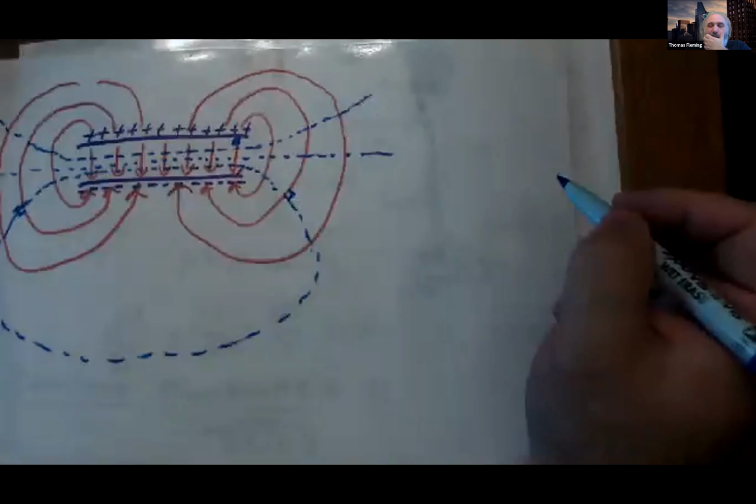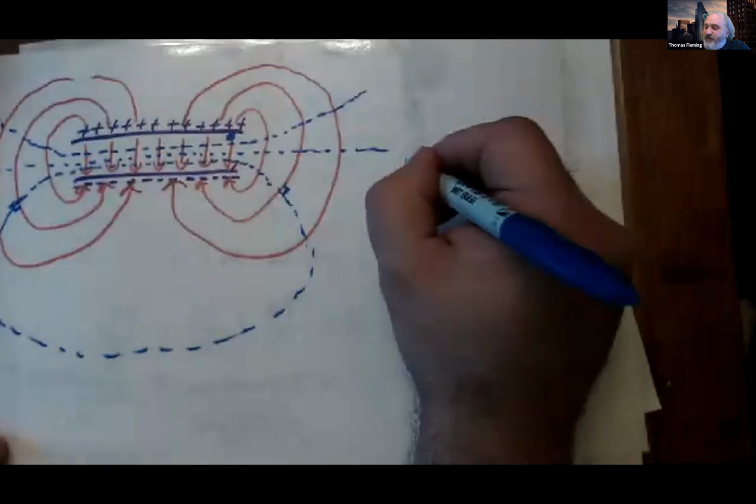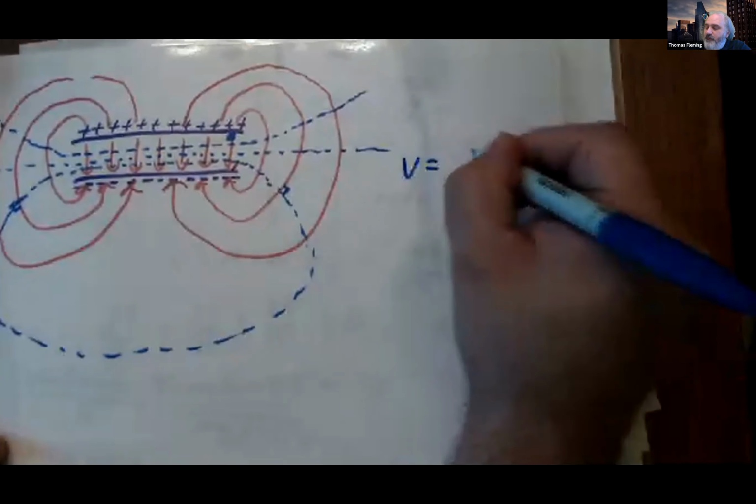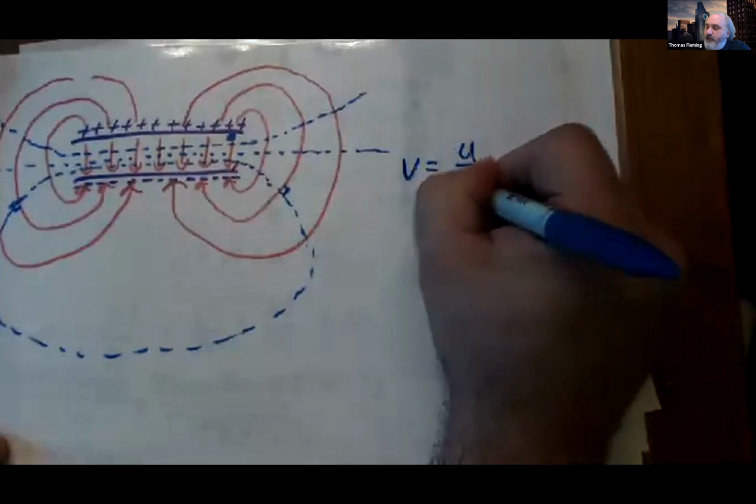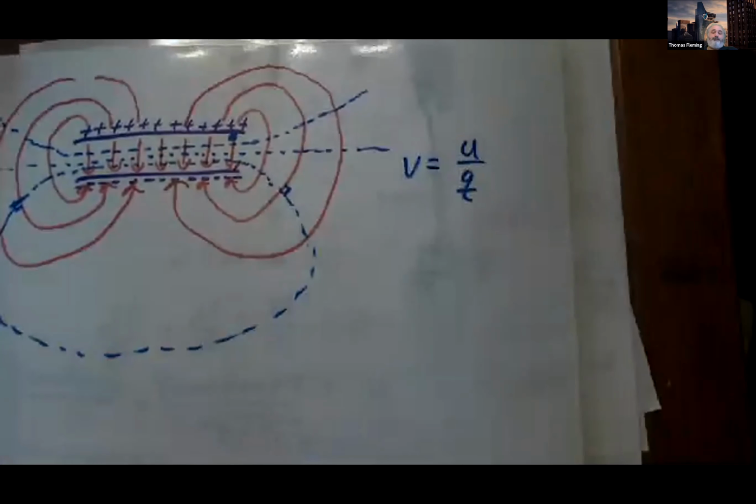Now, what's going to happen is I know that the definition of V is U over Q. That was the definition of the electric potential.